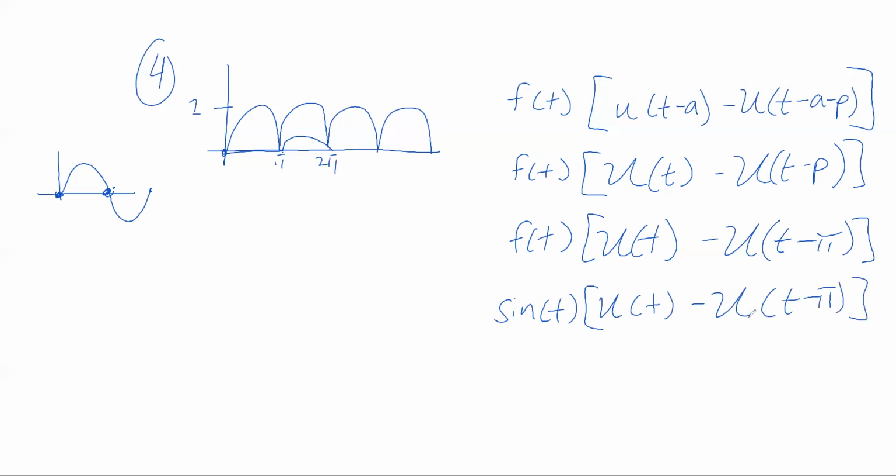I can go ahead and multiply this out. I will point out, if you have this t translation with nothing added or subtracted to it, I can essentially just ignore it, and it's just a 1 there. So this becomes sine of t minus sine t minus pi u t minus pi. And then we're going to go ahead and take the Laplace of it.